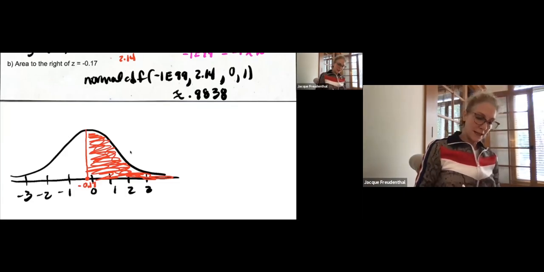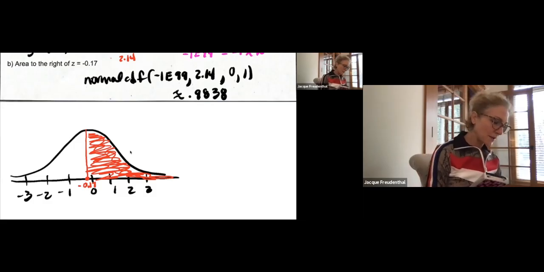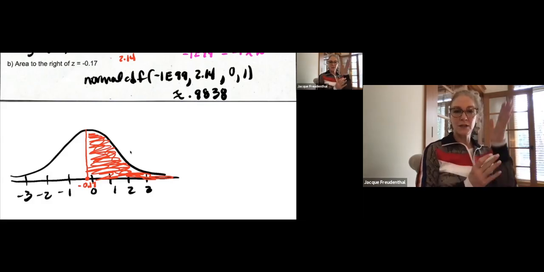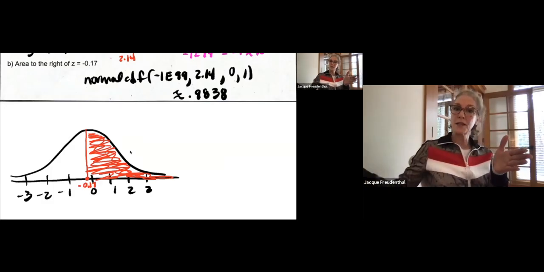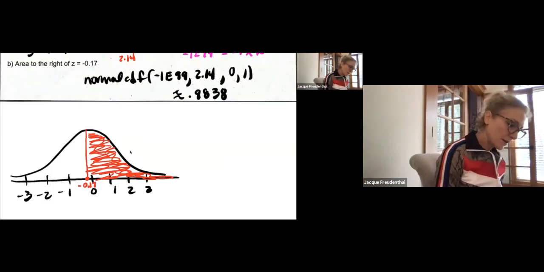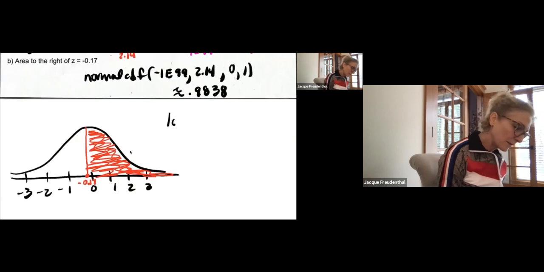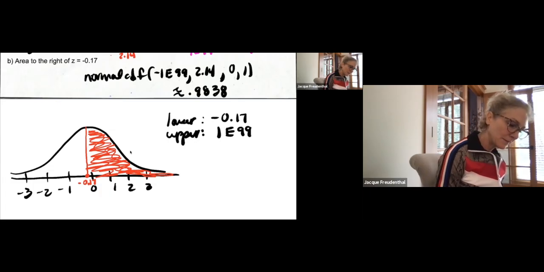So we're still going to go to second VARS, normal CDF. Okay, and then your lower bound. I'm reading the graph like I'm reading a book. The lower bound would be negative 0.17. Upper is positive infinity. So on your calculator, in normal CDF, lower is negative 0.17 and upper is positive infinity, so I'm going to put a positive 1E99.